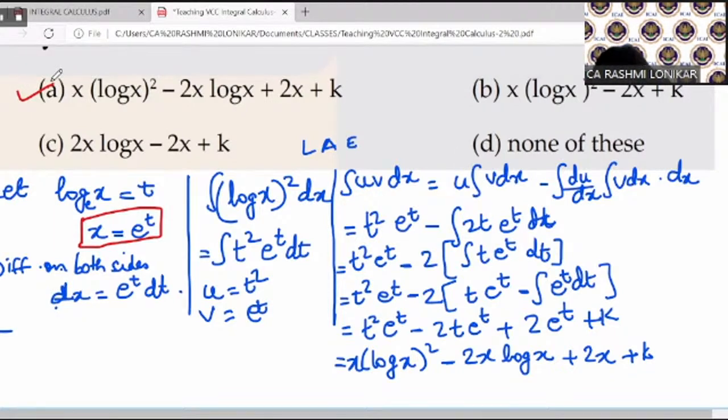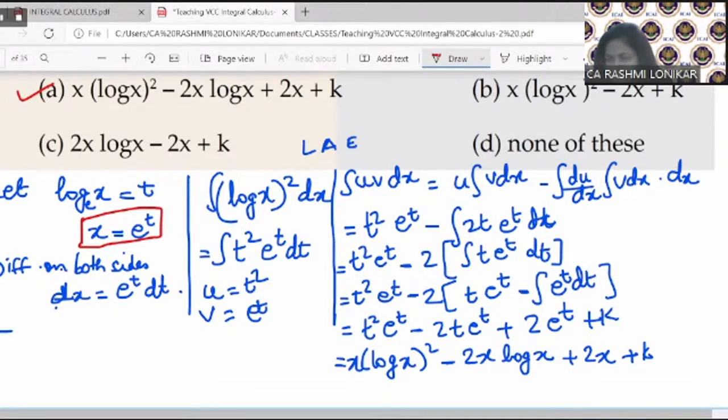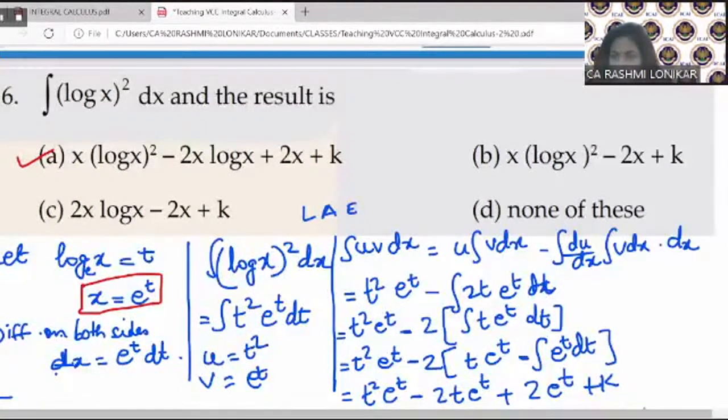Just let me check the answer. Yeah, 8. Have you understood, Shiba? Okay. And the others also, I hope you've understood.